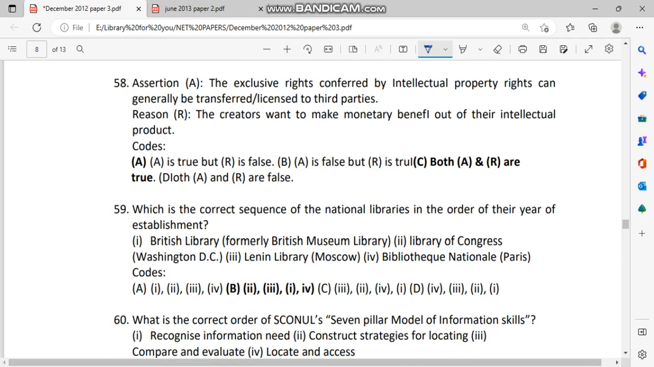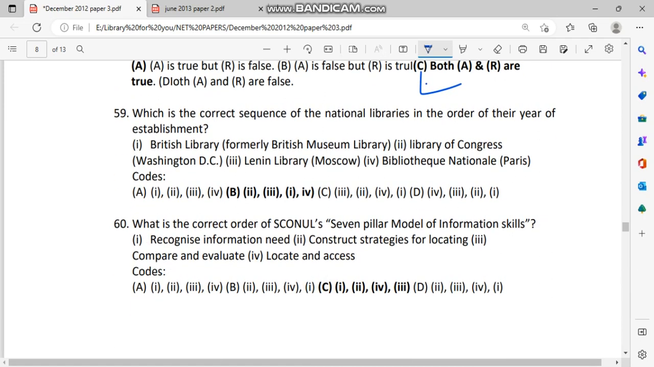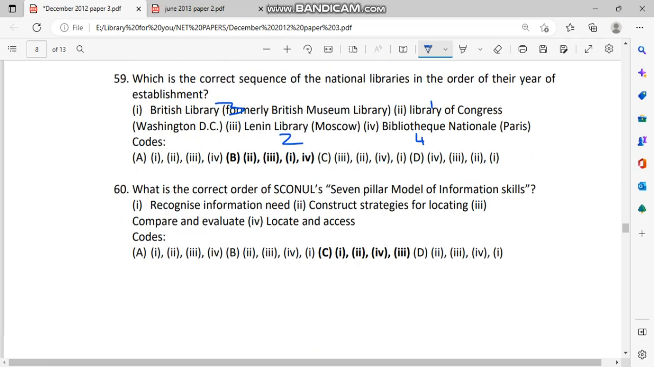The exclusive right conferred by intellectual property rights can generally be transferred, licensed to third parties. Reason, the creators want to make monetary benefit out of their intellectual products. Both are true. What is the correct sequence of the national libraries in the order of their year of establishment? First, Library of Congress from Washington, then Lenin Library from Moscow, then British Library, then Bibliothèque Nationale.